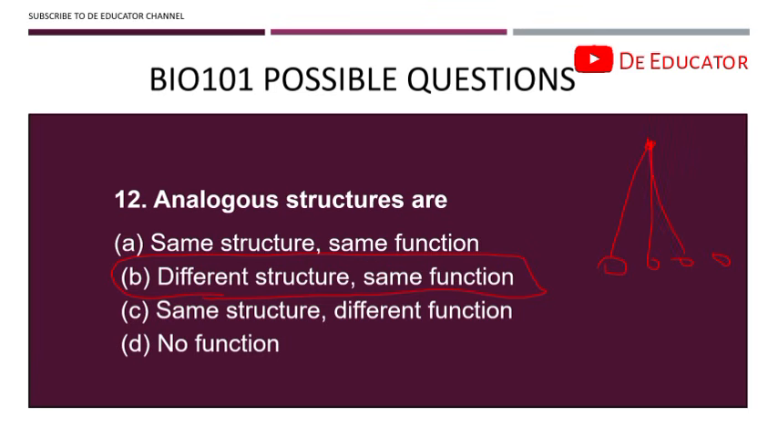So you can see it: same function, same function. What is this called in biology? This is called convergence. All of them will converge. Okay, it's as simple as that.